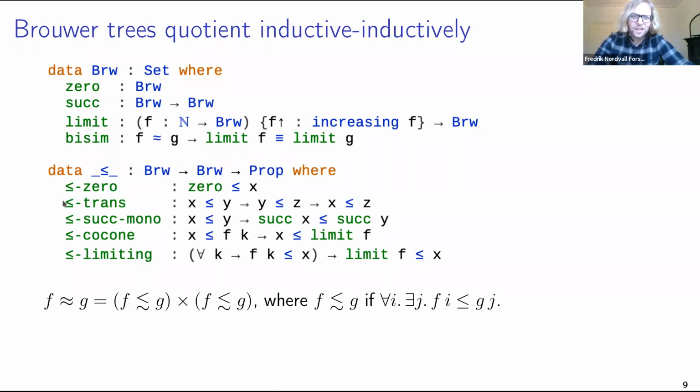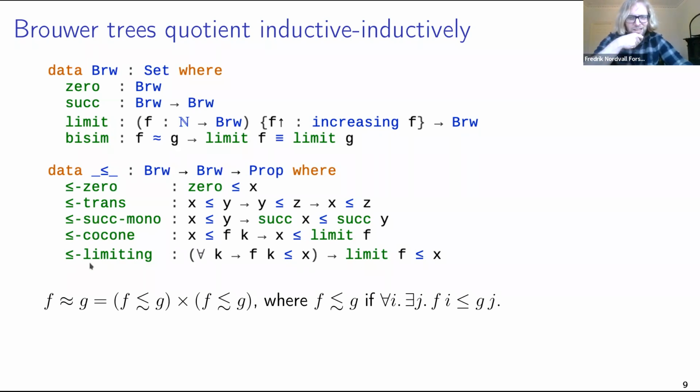I don't know if it follows from other things. We weren't able to prove it, so probably it doesn't, but who knows. So anyway, transitivity, we throw in that the successor function is monotone, so it preserves the order, and we have two constructors that tell us what limits are. The first one says that in order to be smaller than the limit, it's sufficient to be smaller than some particular element of the limit, because we know that all of the elements are going to be smaller than the limit in the end.